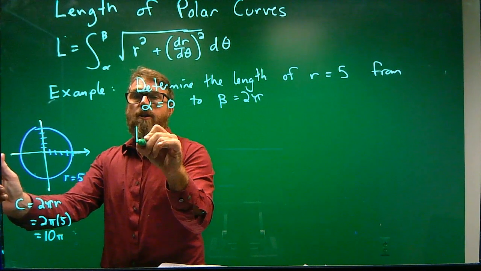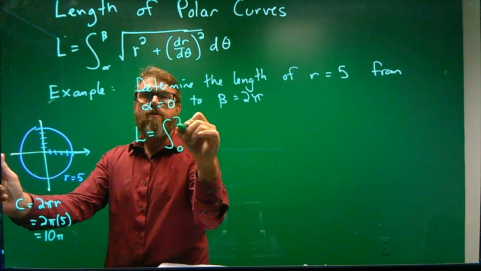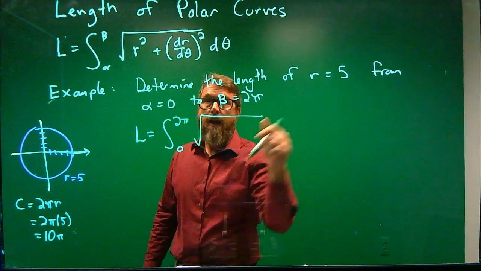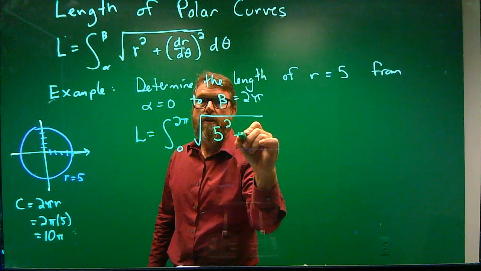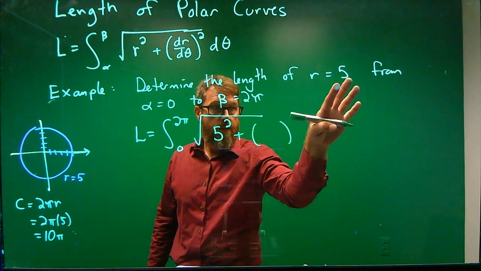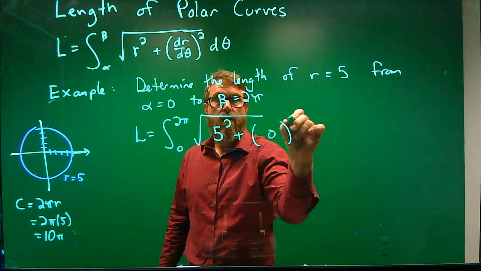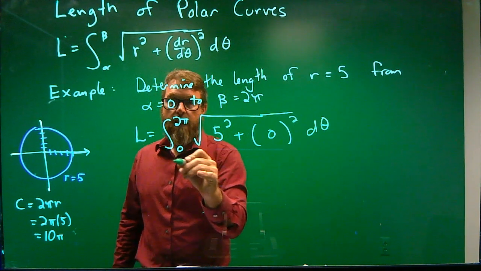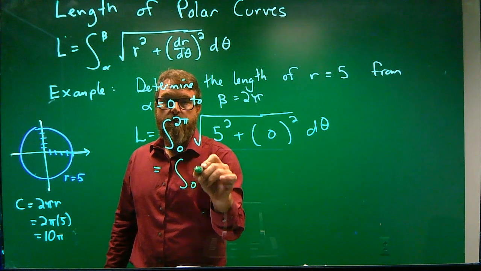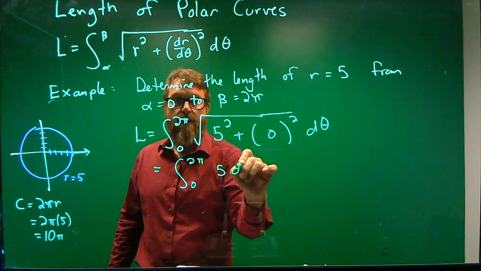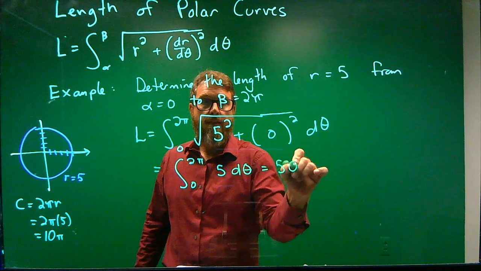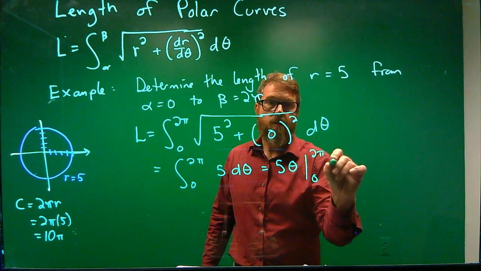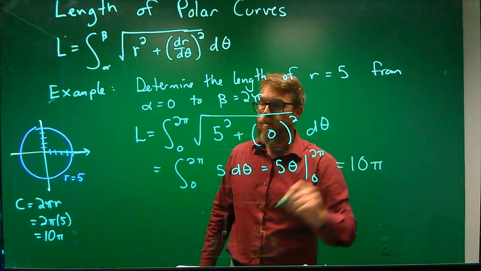So using this, I know the length is going to be the integral from 0 to 2 pi of the square root of, well, r is 5, so this is 5 squared, plus this thing's derivative, dr d theta, which is equal to 0 squared, d theta. So this is the square root of 25, which is 5. So this is the integral from 0 to 2 pi of just 5 d theta, which is 5 theta evaluated from 0 to 2 pi. So 5 times 2 pi minus 5 times 0 is equal to 10 pi, as we expected.